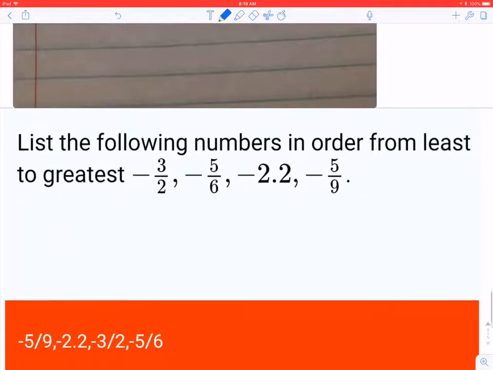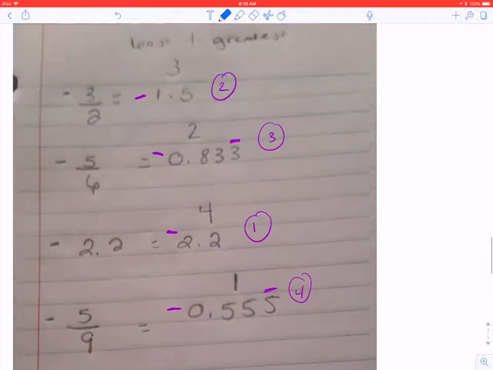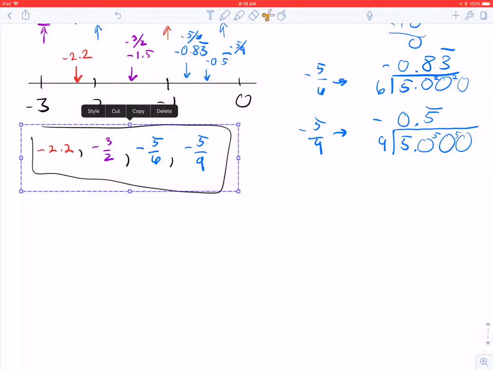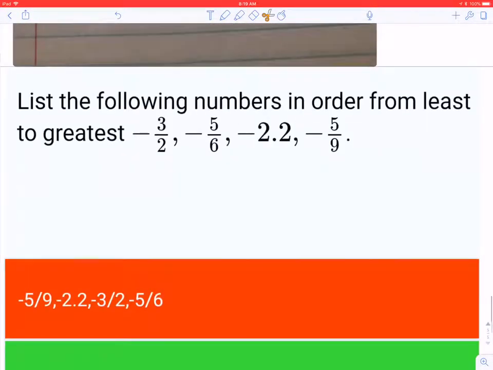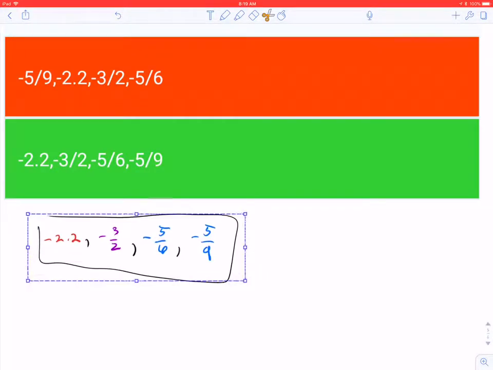And then I think we have the result here. It should be, I think this is what we got. Yep. Here, let's just copy this. We're going to paste to compare. All right. So we got a result: negative 2.2, negative 3/2, negative 5/6, negative 5/9. Okay?